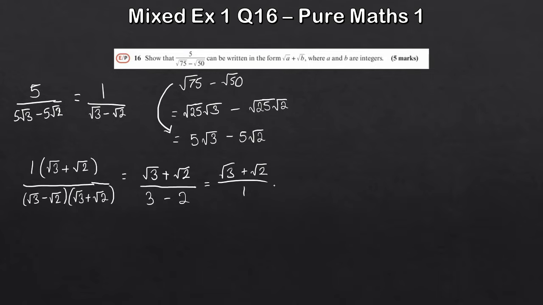And then because this is a denominator of 1, we can just write this as the numerator, which is simply root 3 plus root 2. And notice we've got it in the form that they wanted in the question here. So my a is 3 and my b is just simply 2. And they're both integers, so that's a good thing there. So 5 marks for that, and that's our question done there.